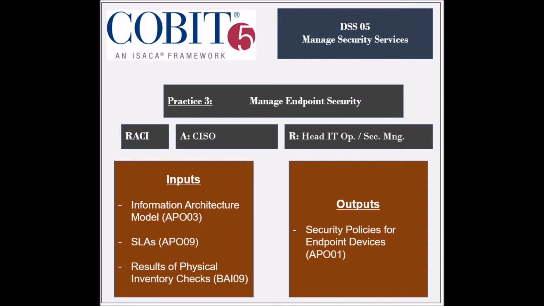The practice receives several inputs that include the information architecture model from the AP03 process, the service level agreements from the AP09 process, and the results of physical inventory checks from the BAI9 process. It generates 1 output, which is the security policies for endpoint devices to be used by the AP01 process.